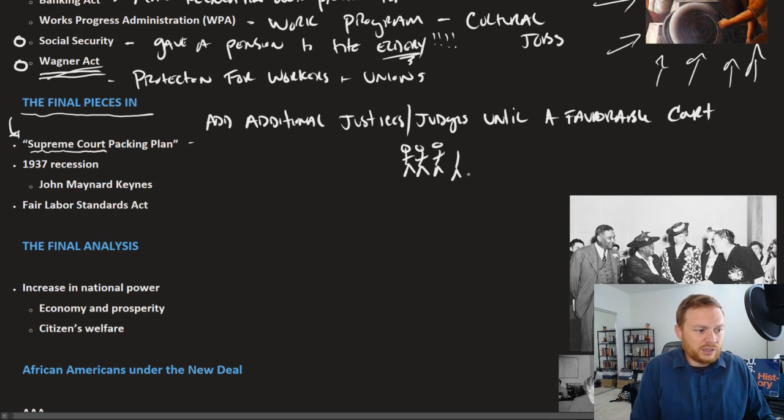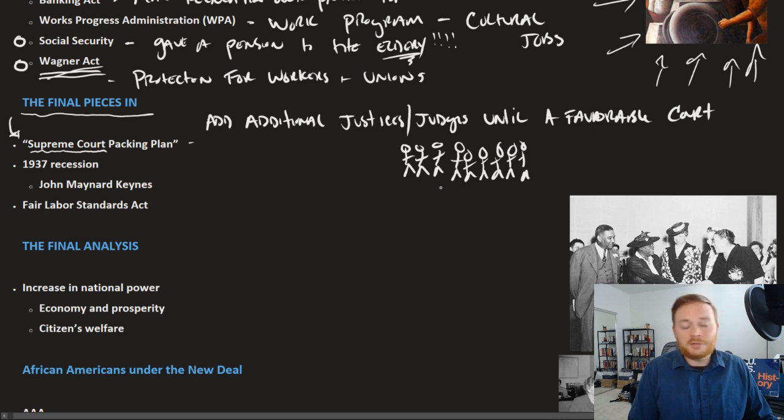So, for example, I believe there were nine at the time. I don't know why I decided to draw all nine of these individuals. Taking me quite some time. All right. So there's the Supreme Court. 1, 2, 3, 4, 5, 6, 7, 8, 9.